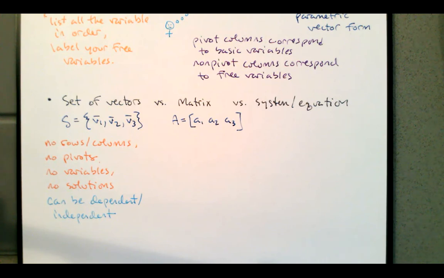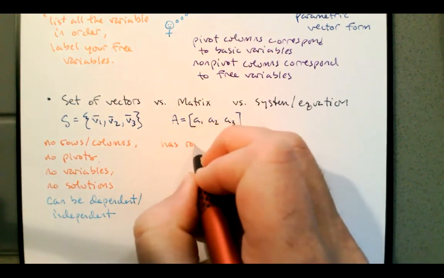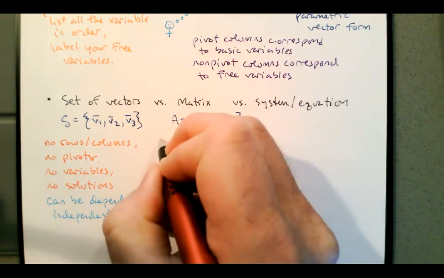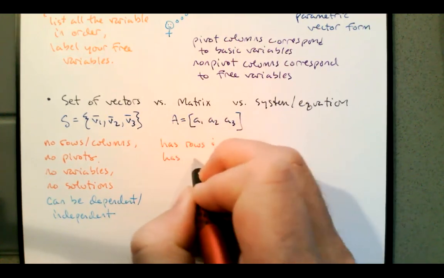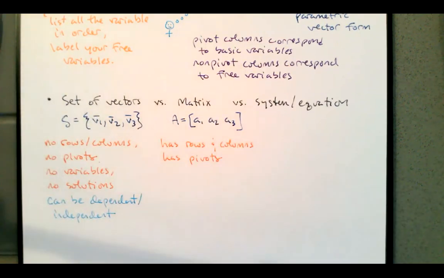So a matrix has rows and columns, so it has pivots. It does not have variables or solutions.